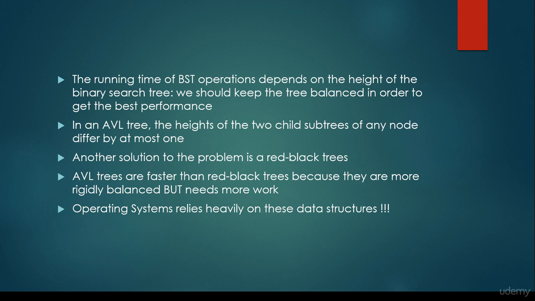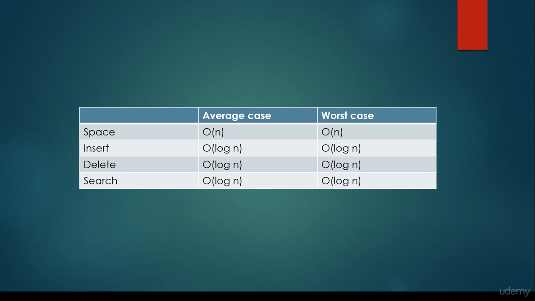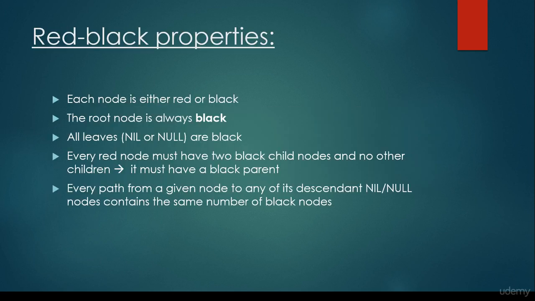Okay, so operating systems rely heavily on these kinds of data structures, so they are quite important. And of course, the average case running time is going to be the same as the worst case running time. This is why AVL trees and red-black trees have come to be. The average case running time can reduce to linear time, as we have seen for binary search trees, if we try to construct a binary search tree from a sorted array. Here, for AVL trees and red-black trees, we make sure that the worst case scenario is going to be logarithmic as well.